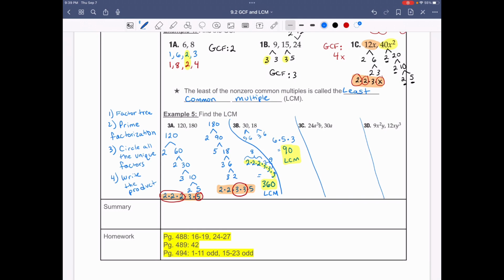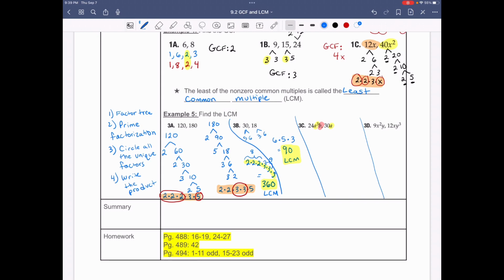Now we are looking at variables, and so the exponents can really help us actually, because if you have an exponent, you're going to use the one with the highest exponent in your least common multiple. So your least common multiple has to have an a to the third and a b. Okay, so we'll just keep that in mind.